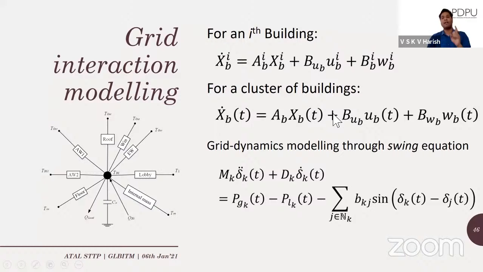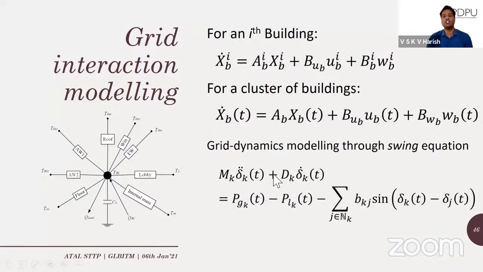See, for every particular building, I told you we will develop the state space model, aggregate all the power levels, and we get the cluster of models, cluster of buildings. Then develop a distribution network, and for each and every bus, we develop this grid dynamics through the swing equation.